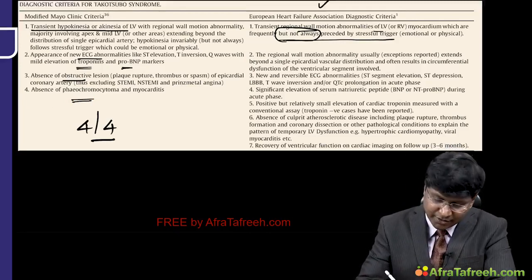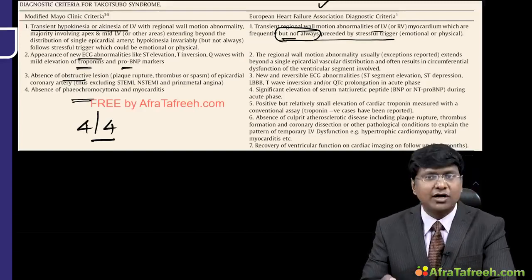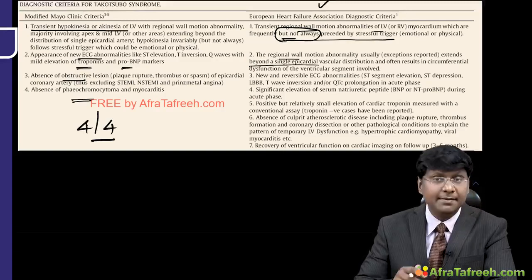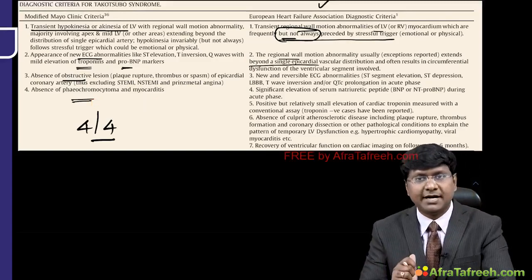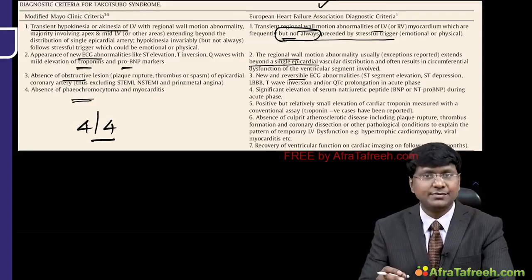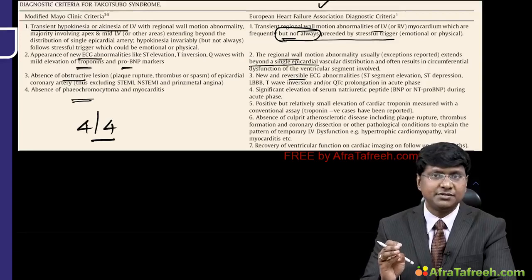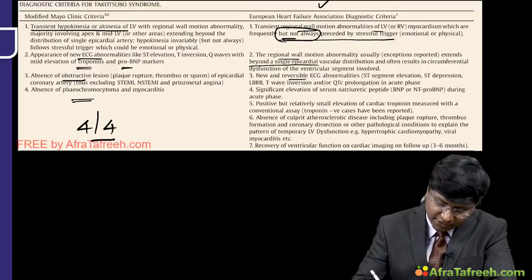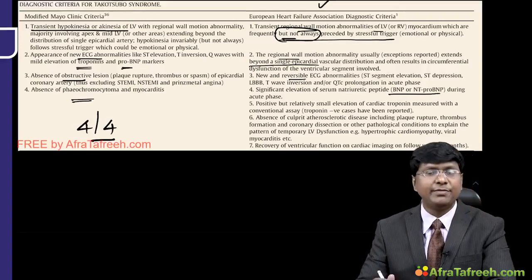That is the reason why the European Association said it need not always be a preceding trigger. And the next is regional wall motion abnormality, which is present beyond the distribution of a single epicardial coronary artery. That is the second criteria. Third, ECG changes, right? ECG showing ST segment elevation, T wave inversion, long QT interval. And fourth, biomarkers BNP and NT-proBNP are elevated.